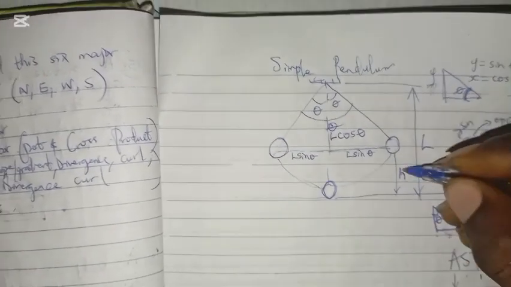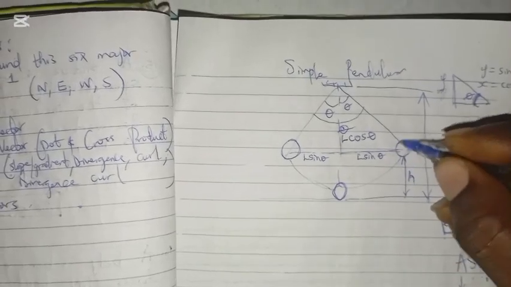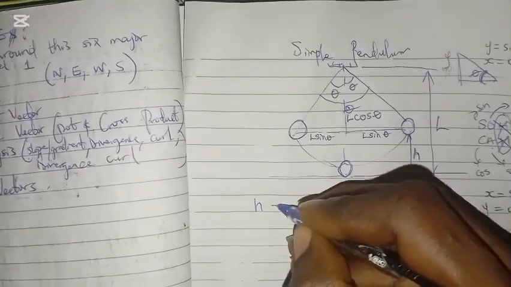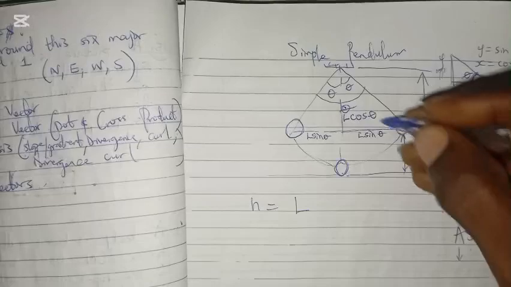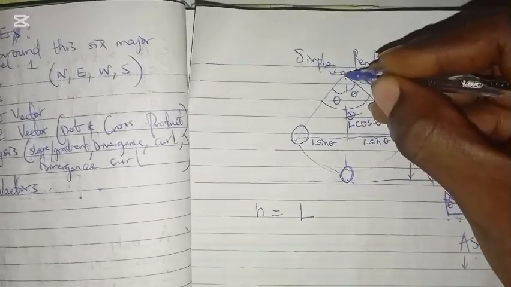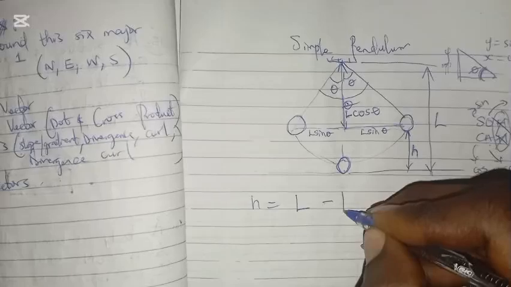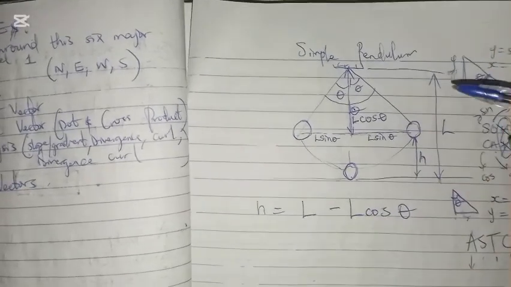So if I've noted this, it simply means that this edge, that is the height from the highest point to the lowest point, will simply be equal to this L, the total length, minus this L cos theta. That is the same thing as saying this is the whole L now.